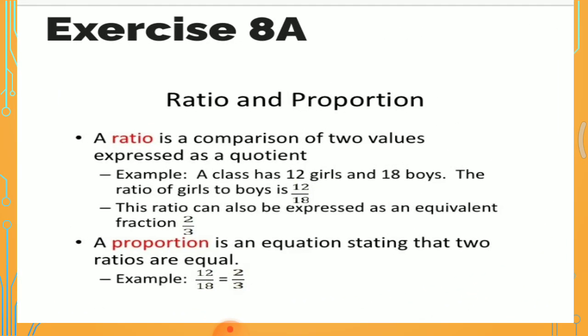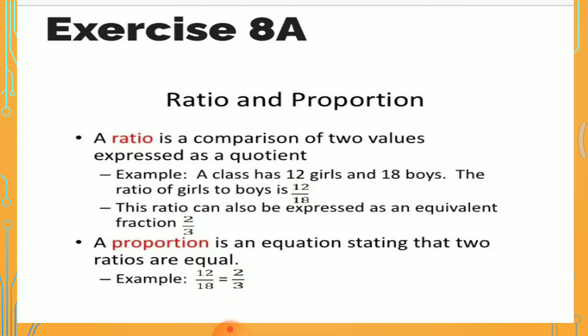Ratio means anupat. A ratio is a comparison of two values expressed as a quotient. Example: a class has 12 girls and 18 boys. To find the ratio of girls and boys, the ratio of girls and boys is 12 by 18. You can write it in a simple way. Means you divide at first this number by 6. Answer is 2 by 3.